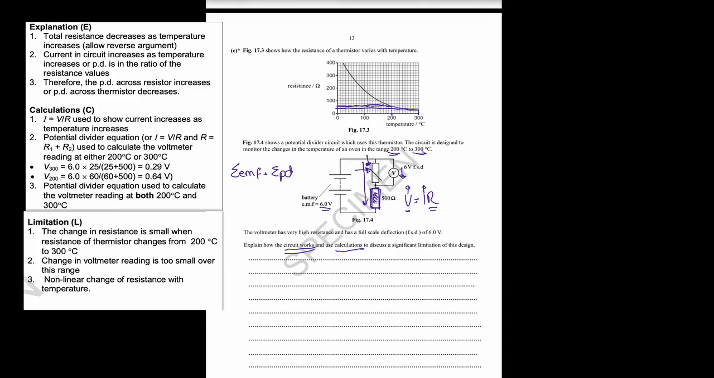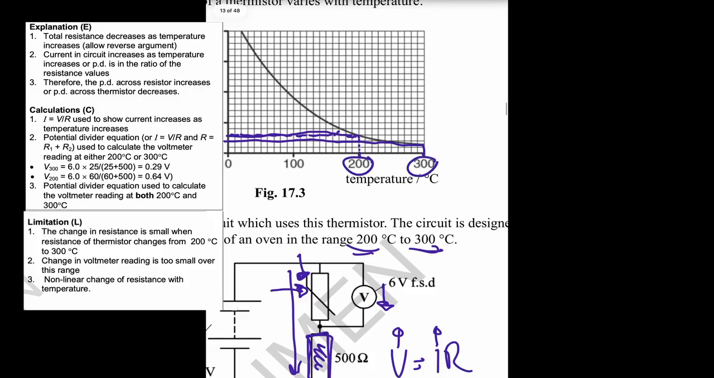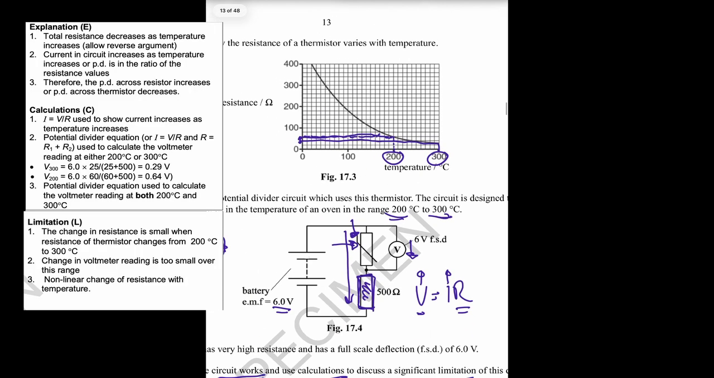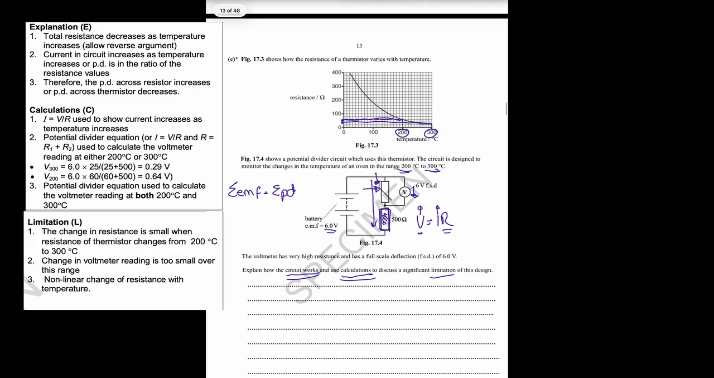Now the last thing, it says to discuss a significant limitation of this design. Well, even without doing the calculations, I can see the obvious limitation is that between 200 and 300, there was very little change in the resistance. If there's very little change in the resistance, and also from the calculations that I've just done, I can see that there's going to be very little change in the voltage.